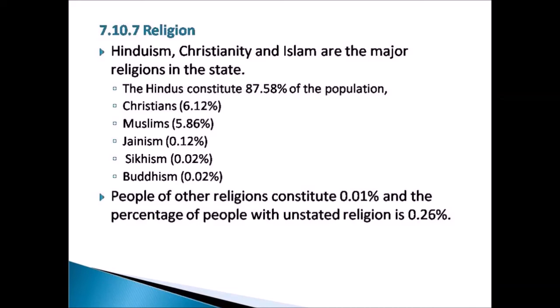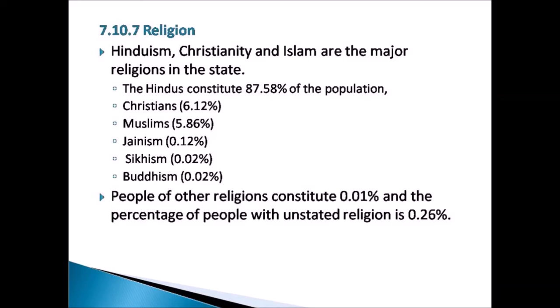Next comes the Christian religion with 6.12%. Muslims constitute 5.86% in Tamil Nadu. Jainism with 0.12%. Sikhism constitutes 0.02% and Buddhism also with 0.02%.